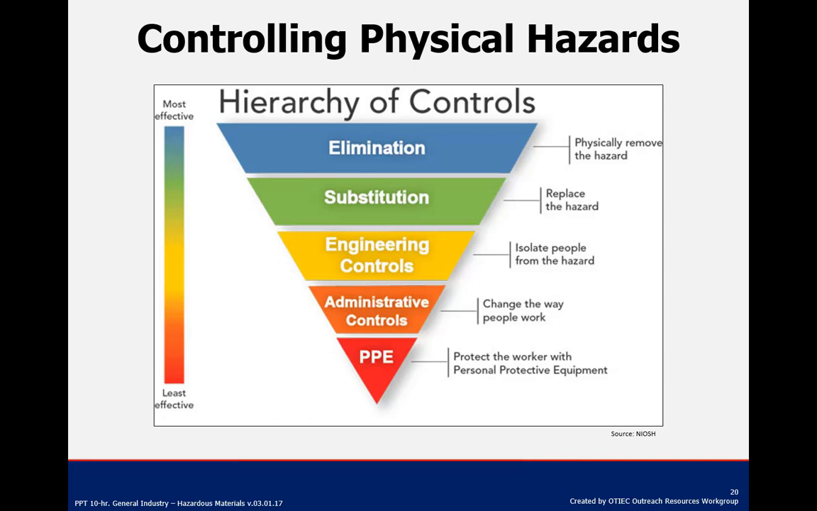Again, elimination and substitution, obviously eliminating that product or substituting for something else. So engineering controls, PPE for controlling existing worker exposures. Well-designed engineering controls can be highly effective in protecting workers and will typically be independent of worker interactions to provide this high level of protection. And then administrative controls and PPE. So making sure you're wearing the proper protective equipment.